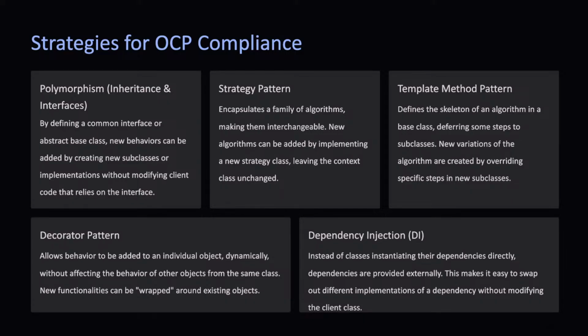And then next we have dependency injection. Instead of a class instantiating the dependency directly, in this case we will be injecting the dependencies without directly instantiating them in the classes. This will easily swap the implementation of a dependency without modifying the client class. We don't have to modify the client class, and this follows the open closed principle, and it would be a great way to cope with OCP compliance.